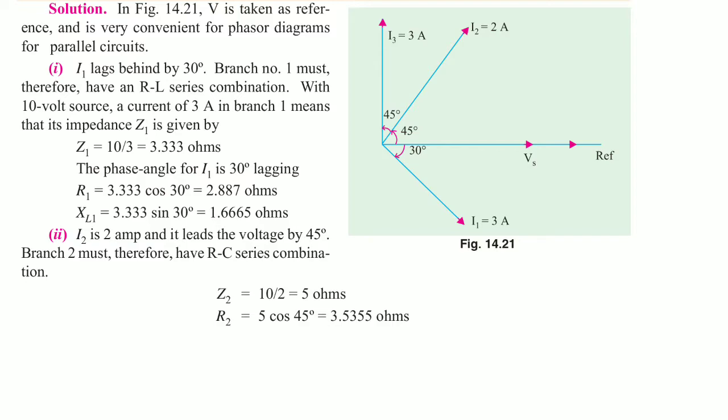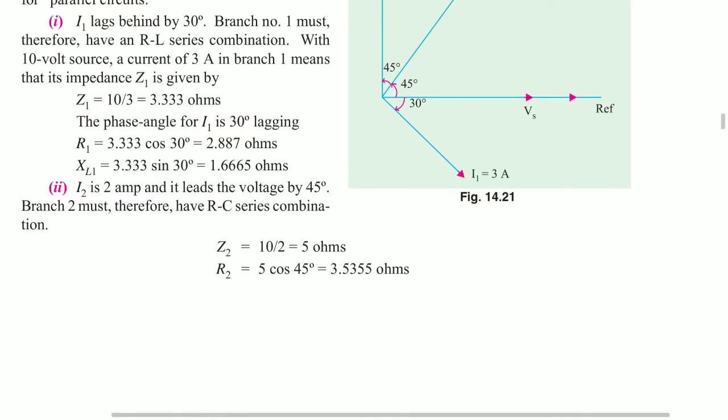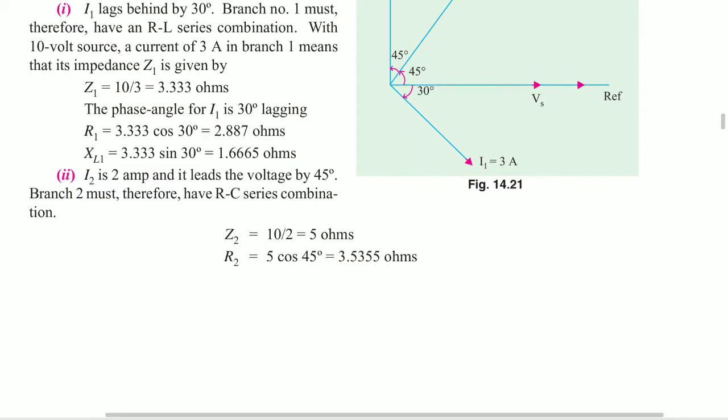Now the inductive reactance of branch 1, XL1, is equal to 3.33 sin 30 degrees, which is 1.665 ohms. So in branch 1 we determined Z1, R1 and XL1. Now go for branch 2.